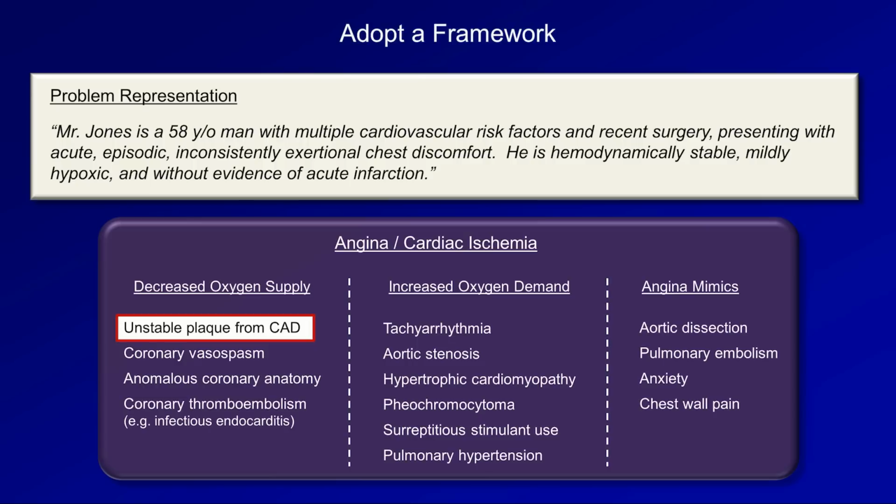Therefore, while I'll be using the term unstable plaque moving forward, many people would refer to this specific diagnosis as unstable angina, or alternatively as acute coronary syndrome. Some of the terminology is definitely a bit confusing.